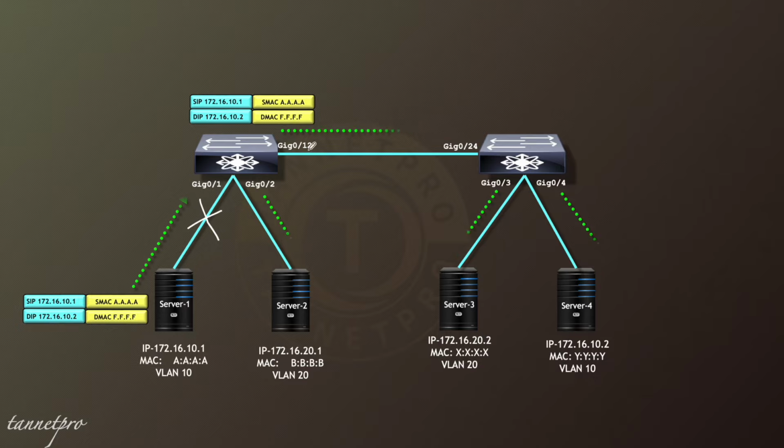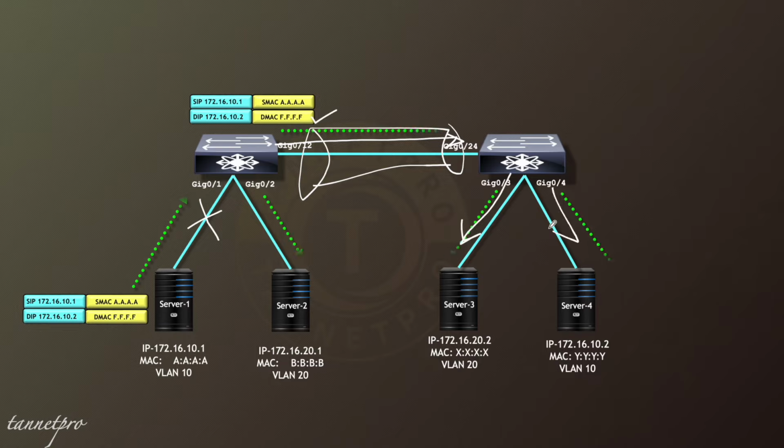This switch also broadcasts the same traffic using the trunk link. And once the other switch receives it, it will see the broadcast MAC address, and will again broadcast to the other connected ports also. It will not check the MAC table because it is receiving the broadcast MAC address.